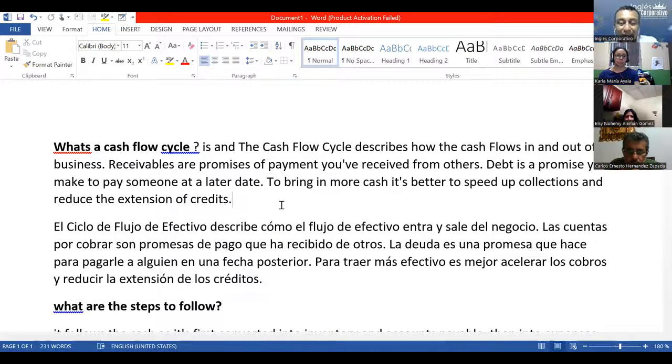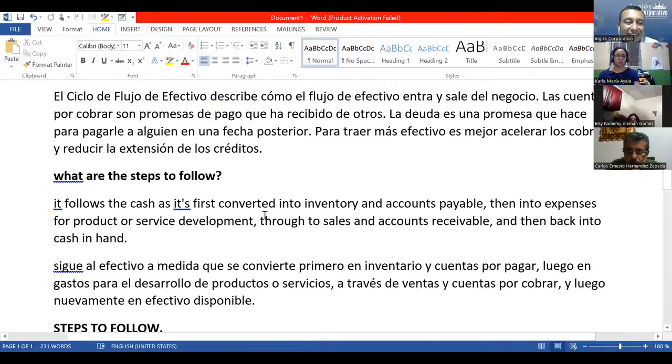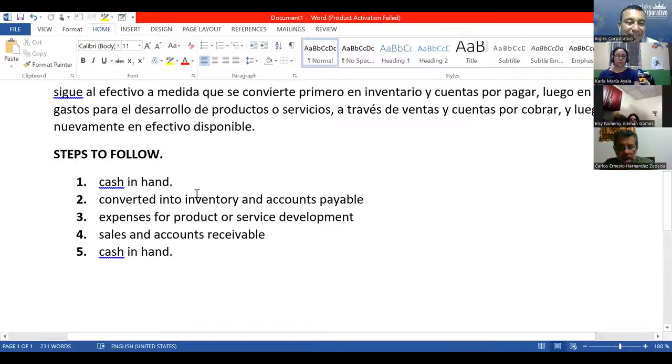Okay, como el dinero ingresa y sale de la compañía. How the cash flows in and out of the company, right? It's incomes and expenses. Es lo mismo. Entradas y salidas, ingresos y egresos. It's the same. Continue, please. Lucy, can we check the steps? Yes, the steps to follow. First, cash in hand. Second, converted into inventory and accounts payable. Third, expenses for product or service development.